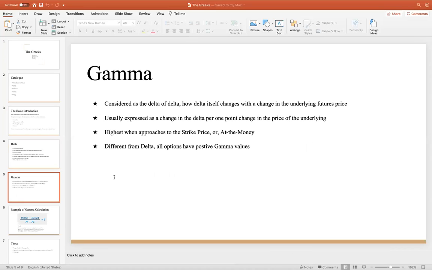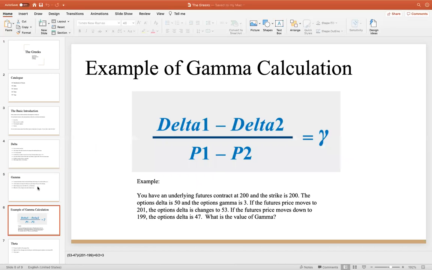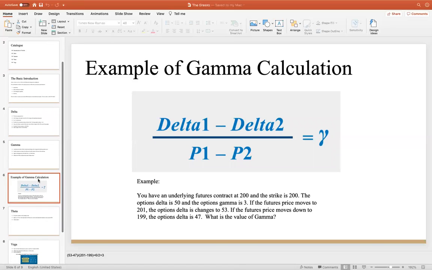So gamma is considered as the delta of delta, which means it measures how delta itself changes with a change in the underlying futures price. And it is usually expressed as a change in the delta per 1 point change in the price of the underlying. Different from delta, it is highest at the money, and all options have positive gamma values.